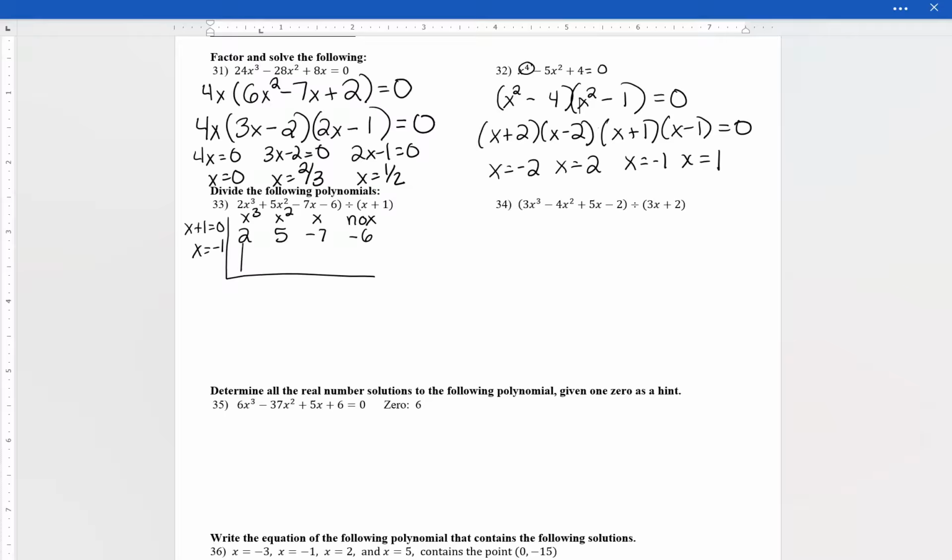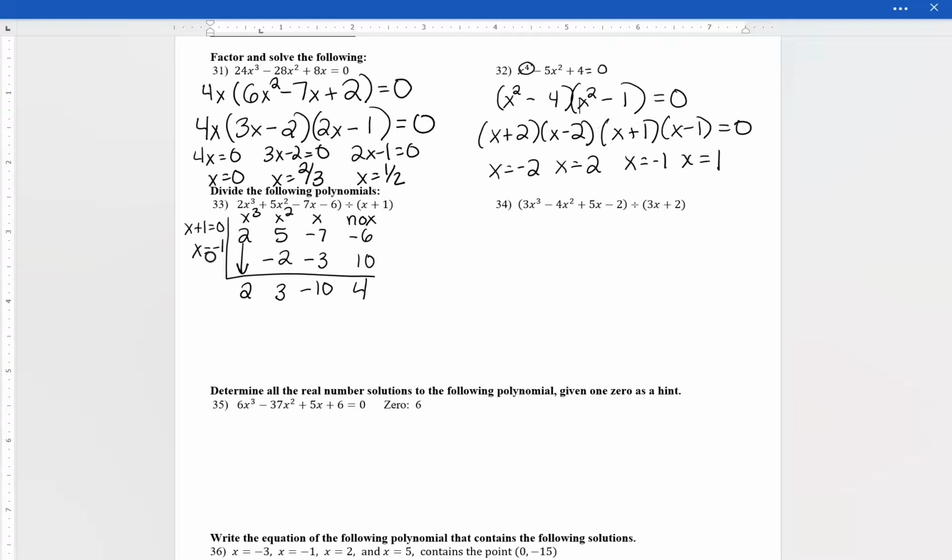When we do synthetic, you drop the 2. We multiply. 2 times negative 1 is negative 2, and then we add on the inside. So 5 minus 2 is 3. 3 times negative 1 is negative 3. Negative 7 minus 3 is negative 10. Positive 10 when I multiply. Positive 4 when I add.